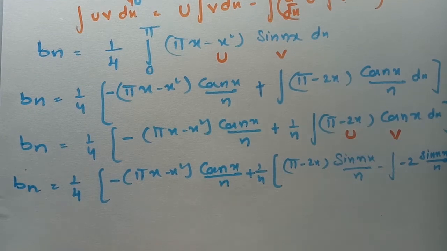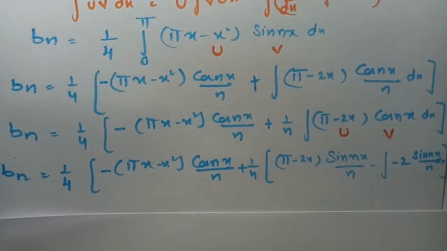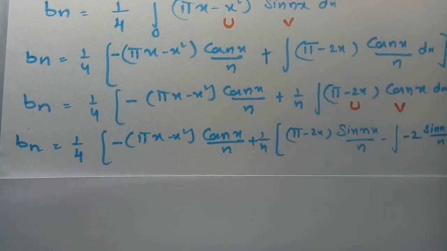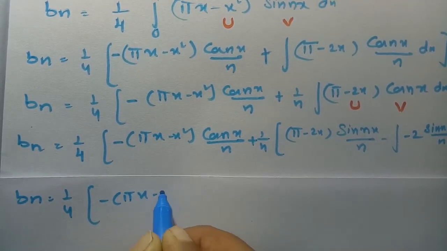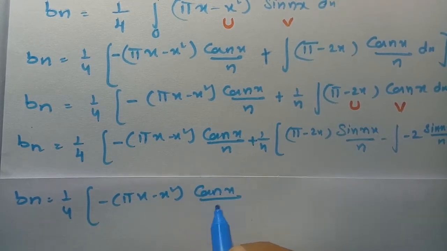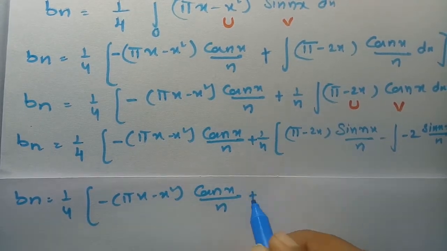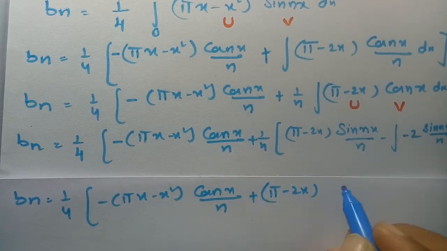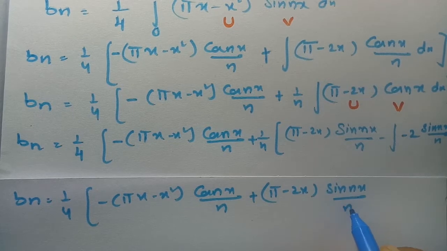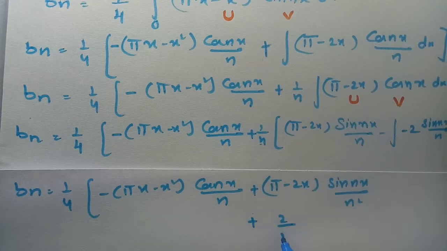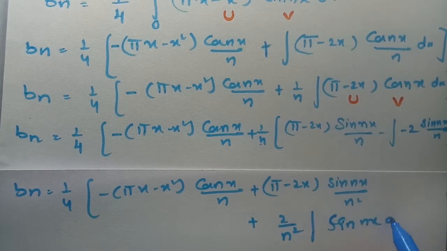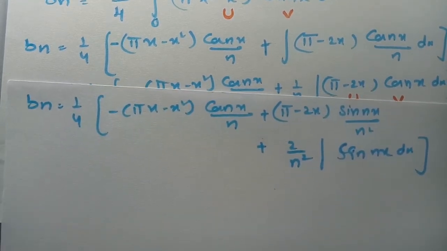So later we have to write in the form, that is bn is equal to. So this is the continuation part. So our bn value will be 1 by 4 times of minus of pi x minus x square, this is cos nx by n. If I multiply this, then this will be pi minus 2x, this is sine nx by n square, and this is minus of minus, this is plus, that is 2 by n square integral sine nx into dx after multiplication.